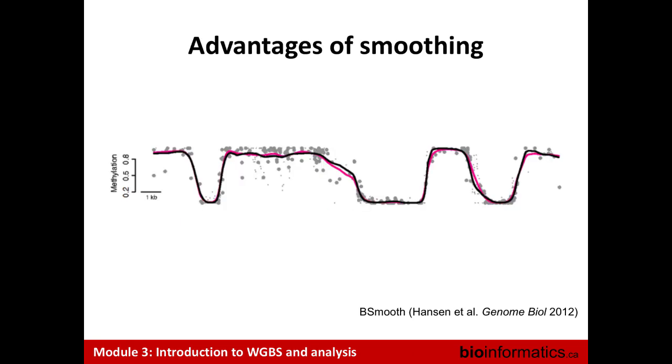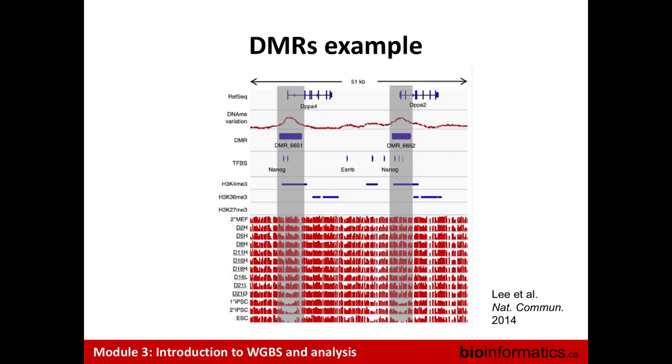Because the coverage at individual CpGs is typically relatively low, the methylation levels can be a bit noisy, but if you use smoothing approaches, you can get much cleaner signal. And again, how meaningful it is to have a single CpG that's differentially methylated is unclear. It's more clear at the level of slightly larger regions. So in this context, smoothing is good. And again, these are the types of things that you're hoping to detect.